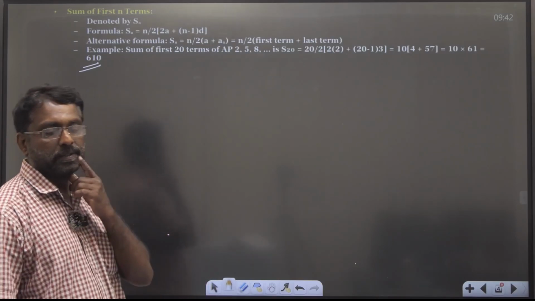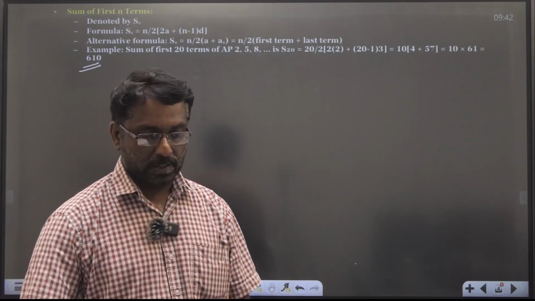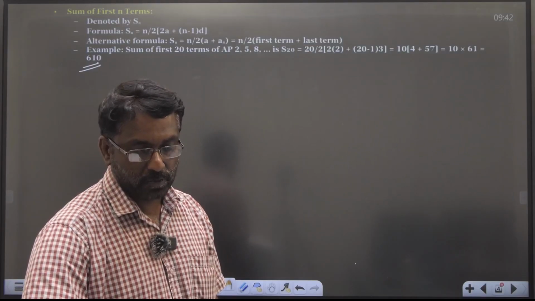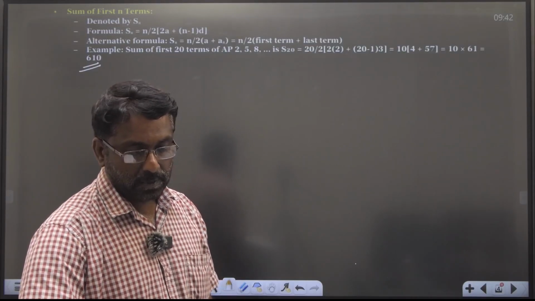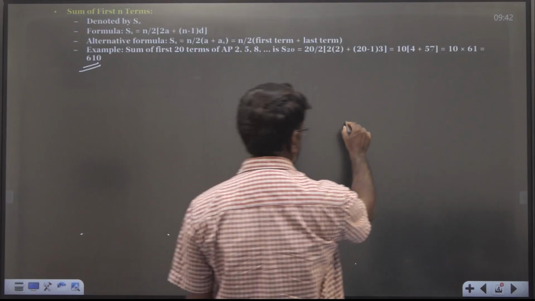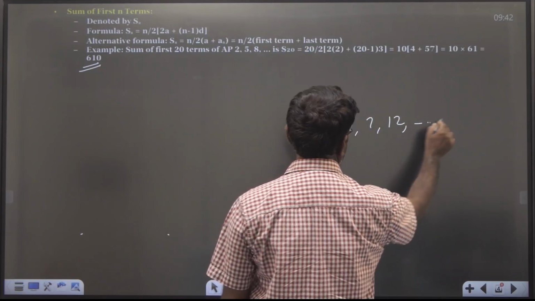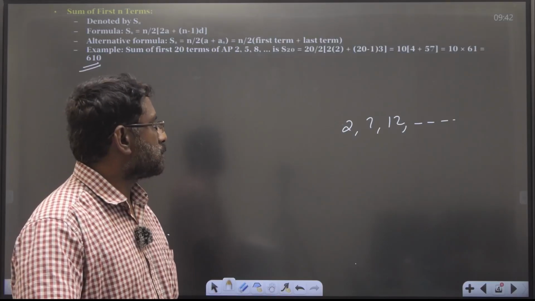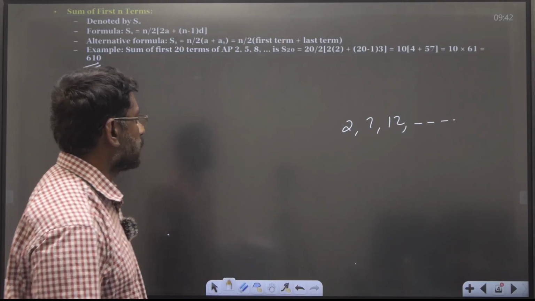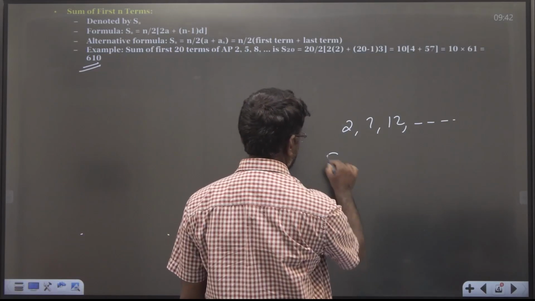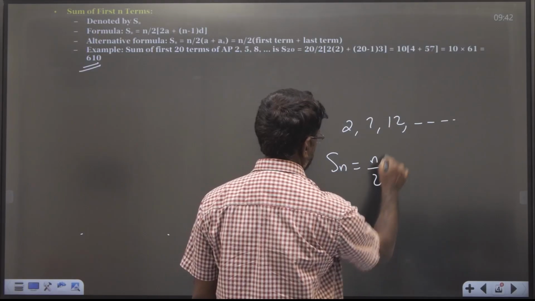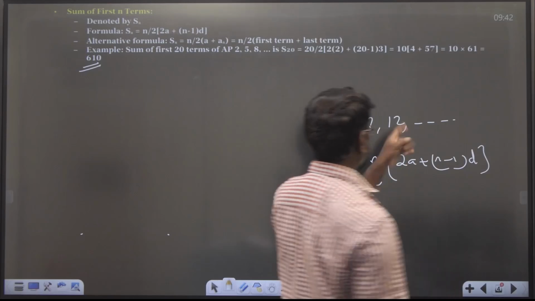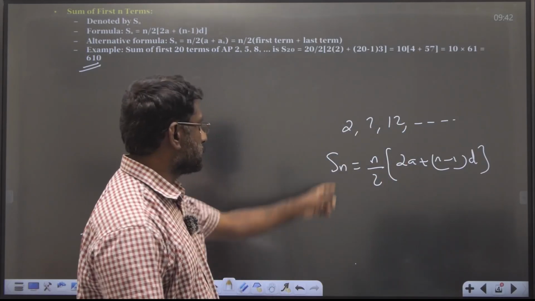Two formulas. Yes, I can give you a question: find the sum to 10 terms of the AP 2, 7, 12, and so on. Simple question. First you write the formula Sn is equal to n by 2 into (2a plus (n minus 1) into d). Here the last term is not known, so we can use the first formula.